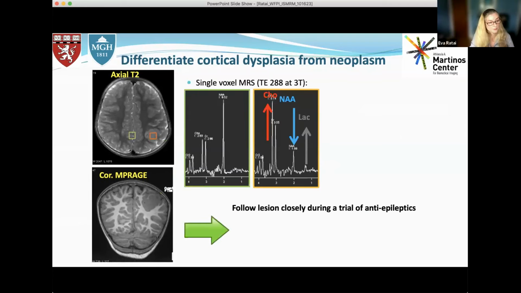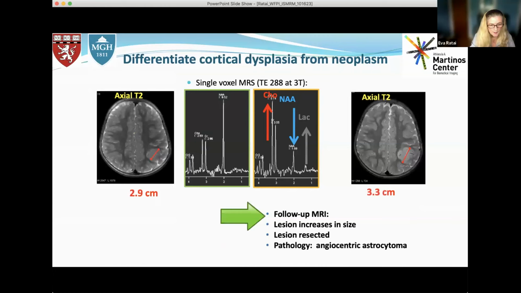And then we did spectroscopy here. Again, here's the normal spectrum, NAA the highest peak, creatine and choline half the size of that. In the actual lesion you see very elevated choline, NAA is very diminished, and you also see lactate. But this still looked too much like a cortical dysplasia for people, so they followed the kid very closely during a trial of anti-epileptics. We got him back a couple of months later and we do see that the lesion increased. So we resected the lesion, and it was actually an angiocentric astrocytoma. We should have listened to the spectroscopist in the first place.